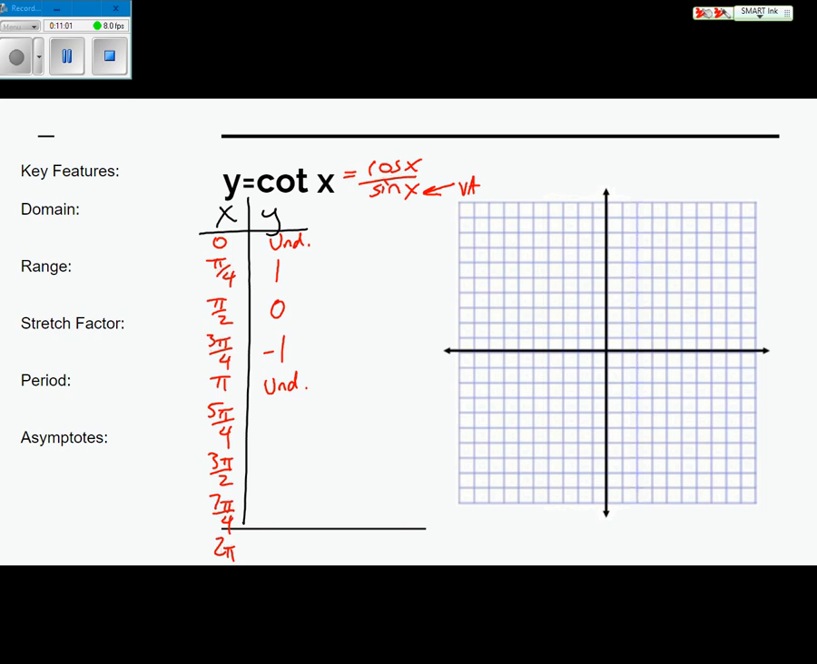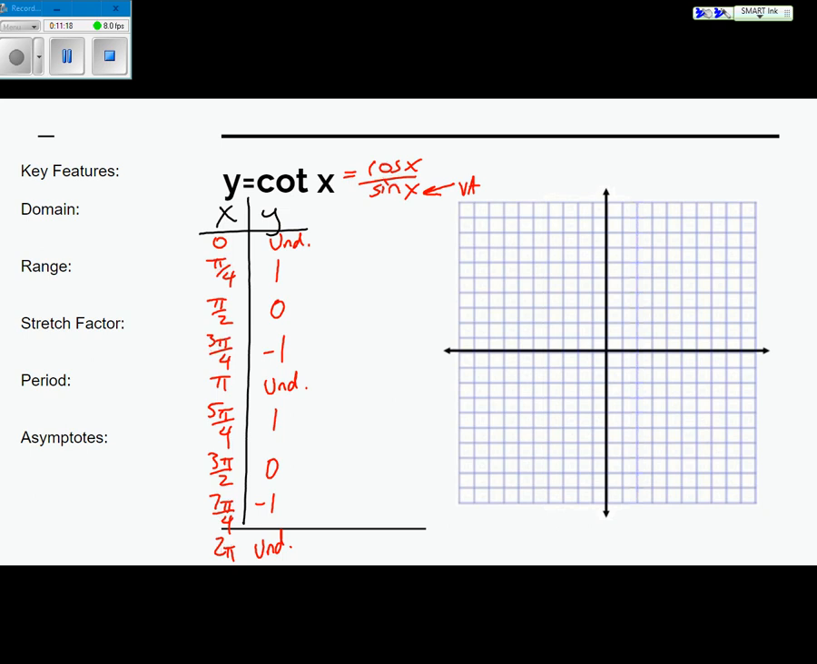Cotangent of pi is going to be undefined. I divided by 0 right there. I had the point -1, 0. -1 divided by 0 does not work. And then I'll just give you my hint. It repeats over and over and over again, which is why I don't need a table. But let's go ahead and graph this to see what it looks like.